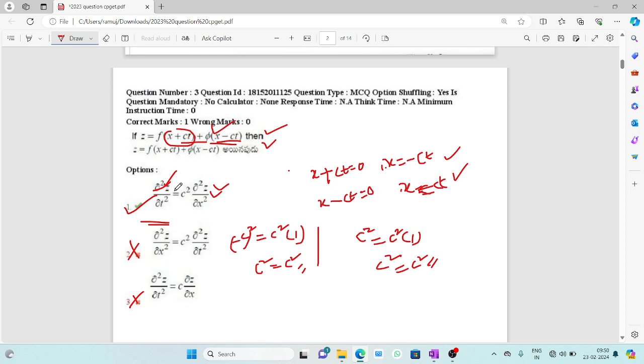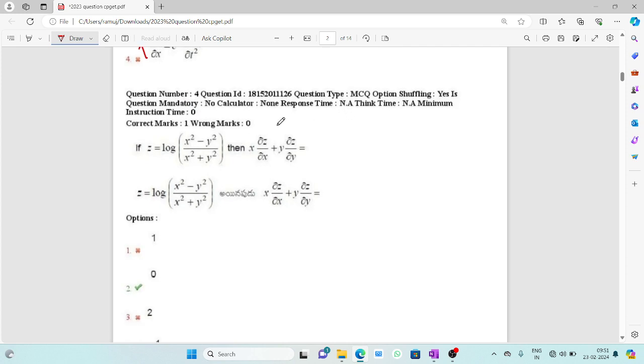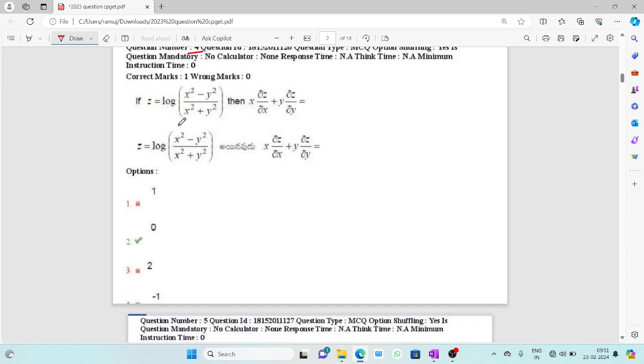Whenever these types of questions come, just remember the shortcut and you will definitely get the answer. So the fourth question is: if z is equal to log of x square minus y square divided by x square plus y square, then x del z by del x plus y del z by del y is equal to how much?